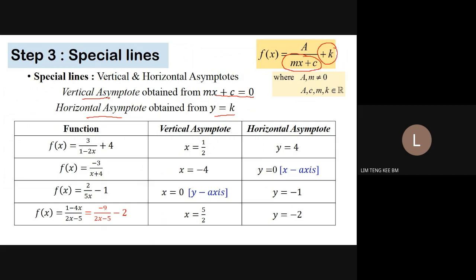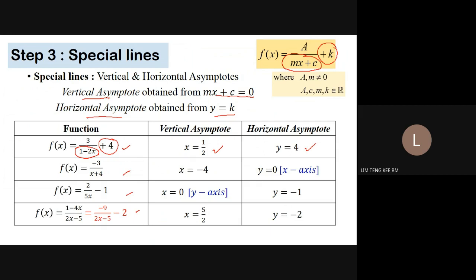So from the example that we listed out just now, in step 1, I can identify the vertical asymptote and horizontal asymptote accordingly. For example here, to get the vertical asymptote, I take 1 minus 2x equal to 0. It gives me x equals to 1 over 2. The constant 4 here contributes to the horizontal asymptote y equals to 4.